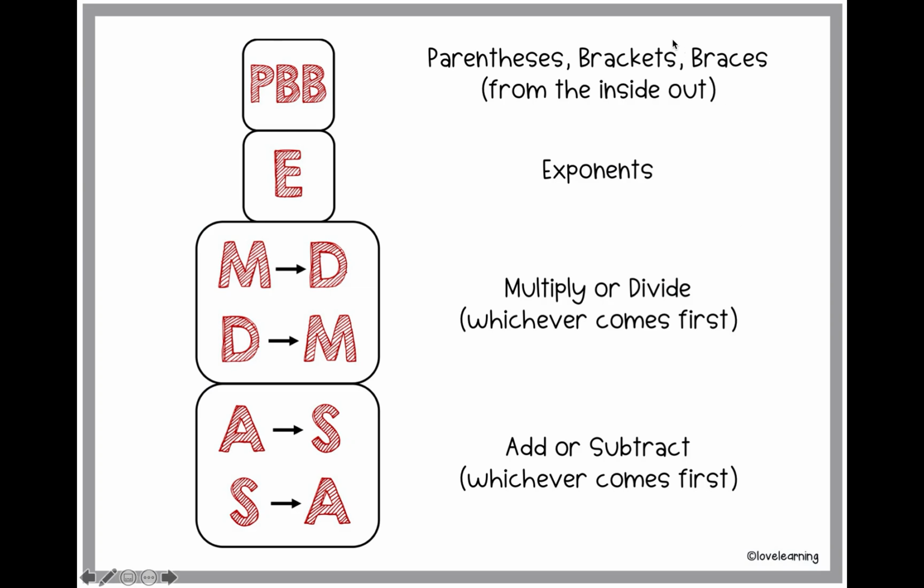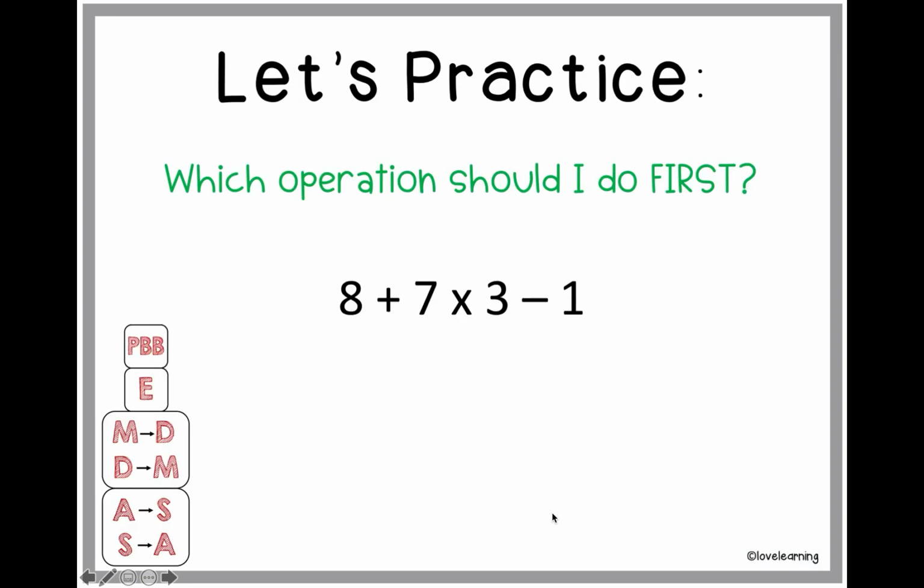Now, the challenging part with this is notice how this is a big box together, and this is also a big box together, M to D, D to M, whichever comes first, right? So it doesn't matter if division is before multiplication. I'm always going to do multiply and divide left to right. Add and subtract is always going to be left to right. All right, so let's practice.